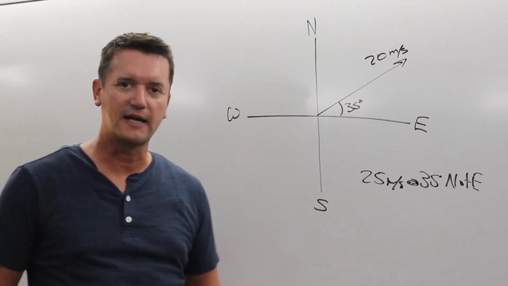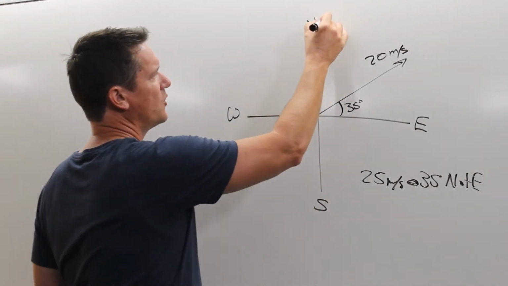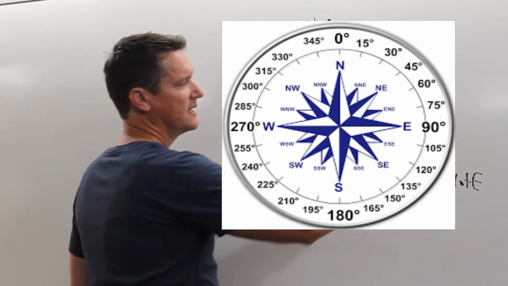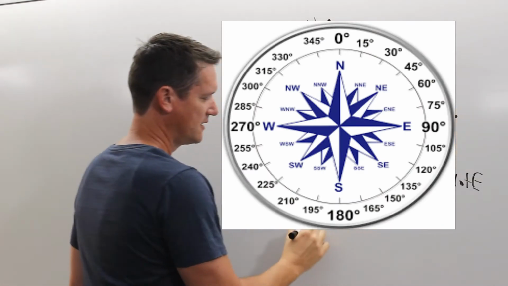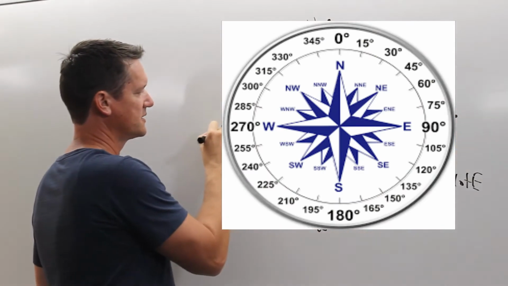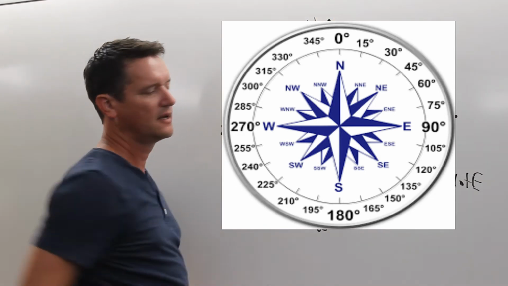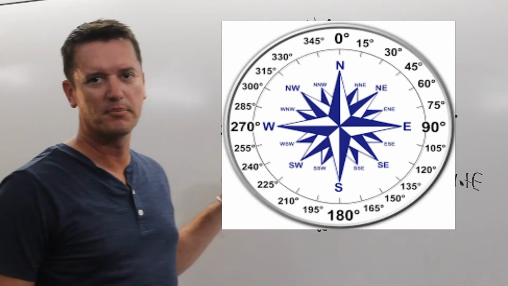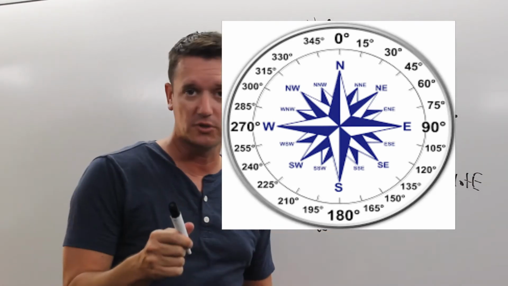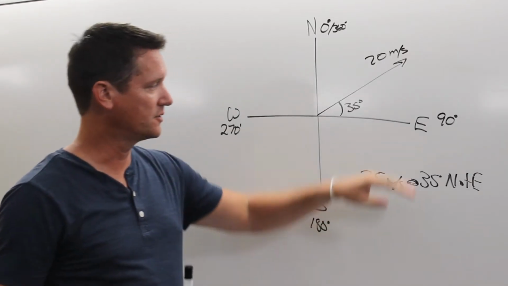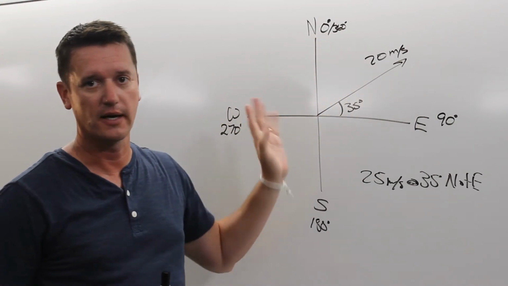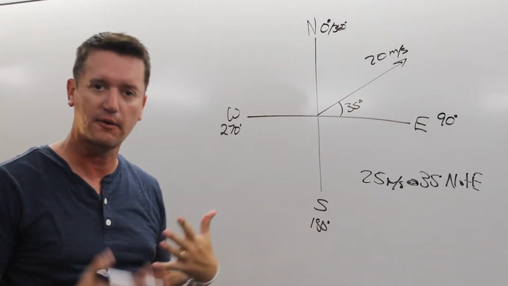Now, as a plane flies, here's how it works. North is 0 degrees. East is 90 degrees. This is 180 degrees. This is 270 degrees, all the way back up to 360 degrees. This is the heading that a plane flies. Now, I don't want you to get confused with the unit circle. The unit circle starts here at 0 and goes the other way. No. This is heading. This is how planes fly.